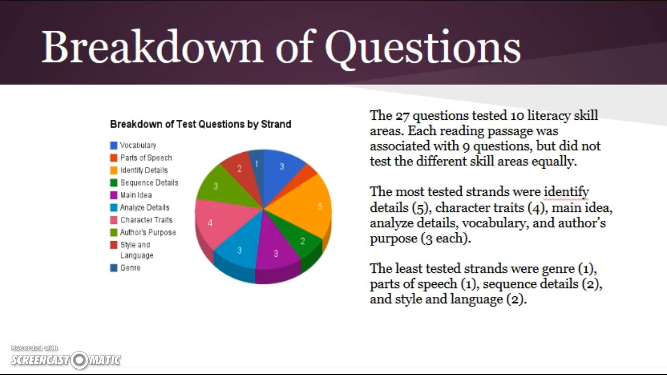The strands tested were vocabulary, parts of speech, identify details, sequence details, main idea, analyze details, character traits, author's purpose, style and language, and genre. And we found that the strands were not tested equally. The most tested strands were identify details, which had 5 questions associated with it, character traits, which had 4, main idea, analyze details, vocabulary, and author's purpose, which each had 3. And the least tested strands were genre, parts of speech, sequence details, and style and language, which each had 1 or 2 questions associated with them.